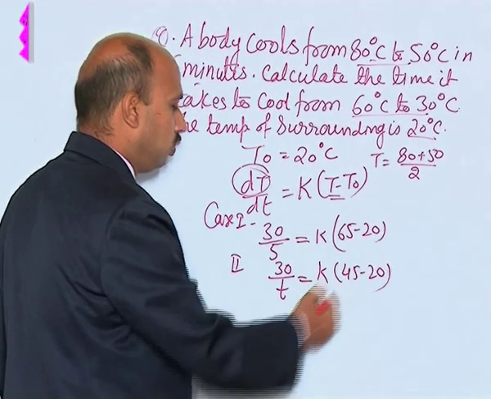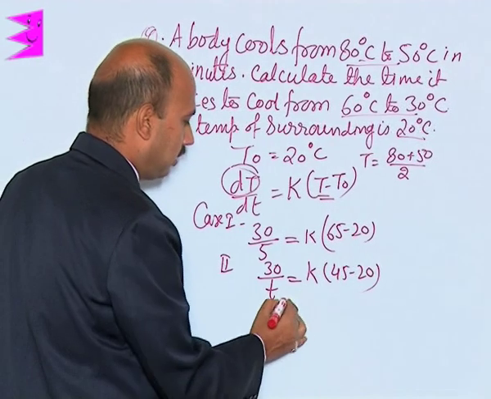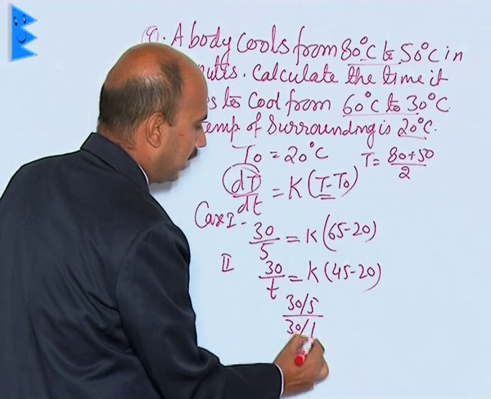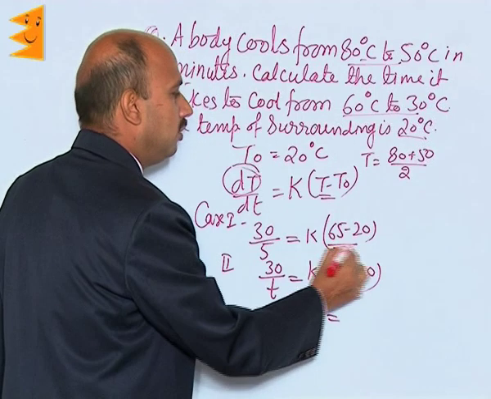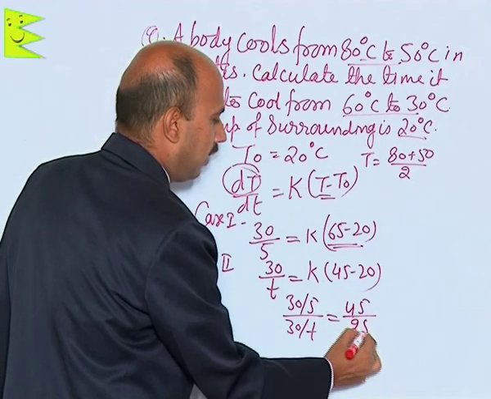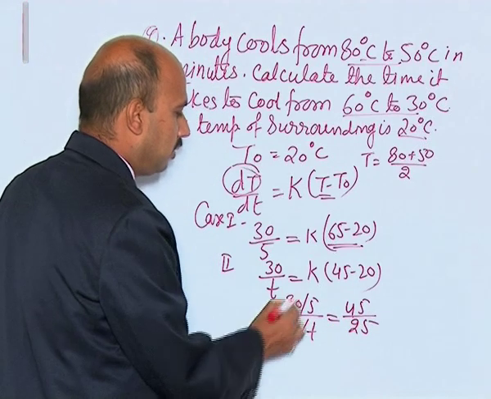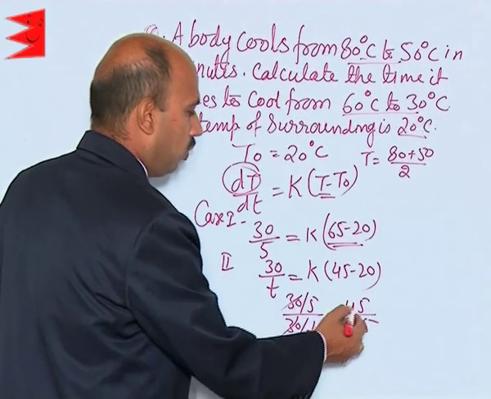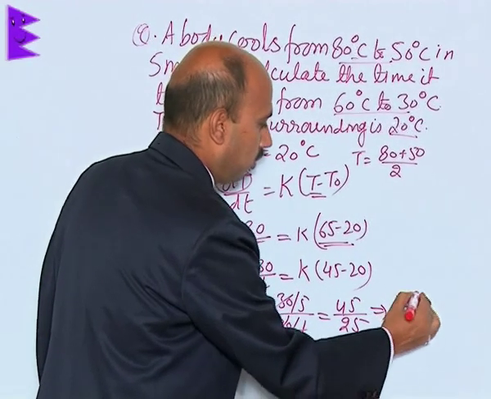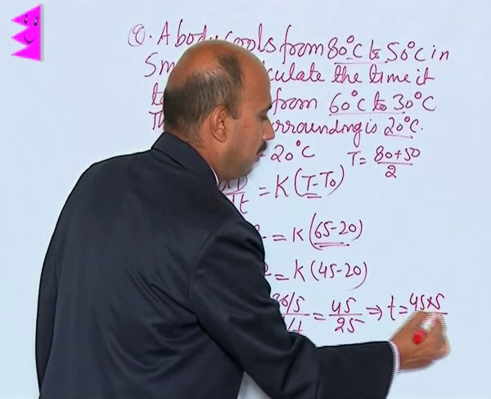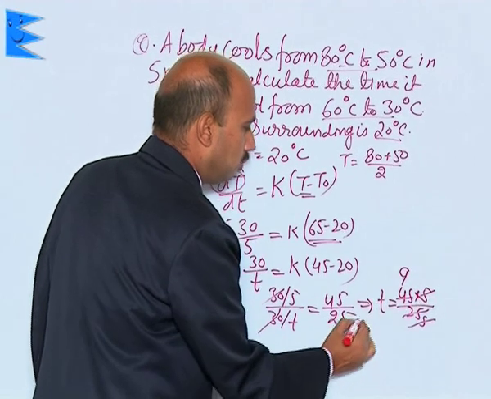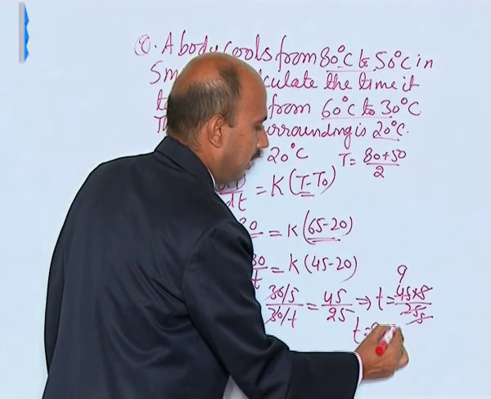If you divide these two, you will be getting this and this equation. So, here 30 by 5 divided by 30 by t is equal to 45 divided by 25. Now, this will get cancelled. So, here you will be getting t is equal to 45 into 5 divided by 25. So, 5 and this is here 9. So, you can write t is equal to 9 minutes.